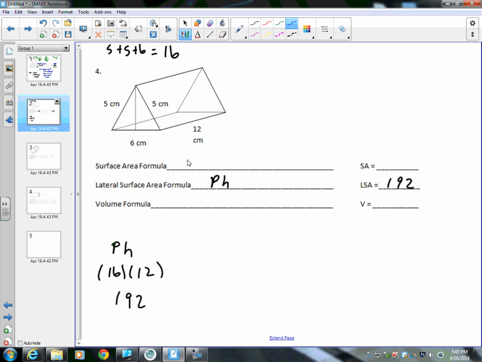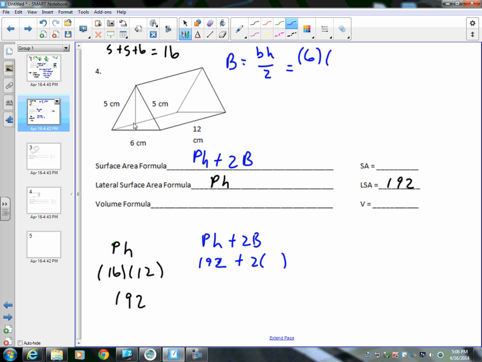Next, let's go to total surface area. Total surface area for a prism is P times H plus 2 times big B. Well, P times H, we already did. PH was lateral surface area, which is 192. 2 times big B. Big B stands again for area of the base. Well, the base, again, is a triangle. How do you find the area of a triangle? Base times height divided by 2. I already know the base is 6.